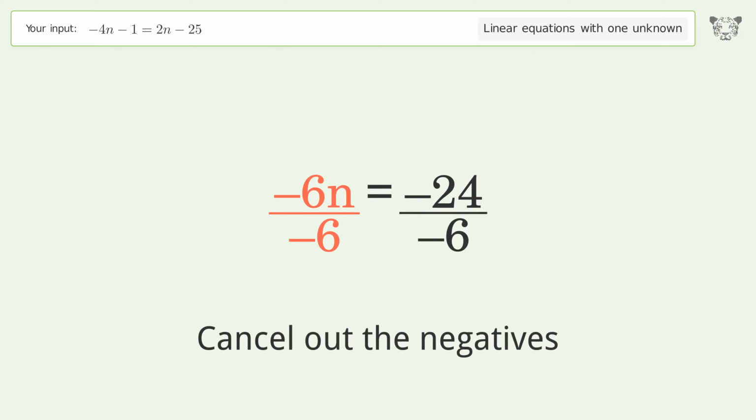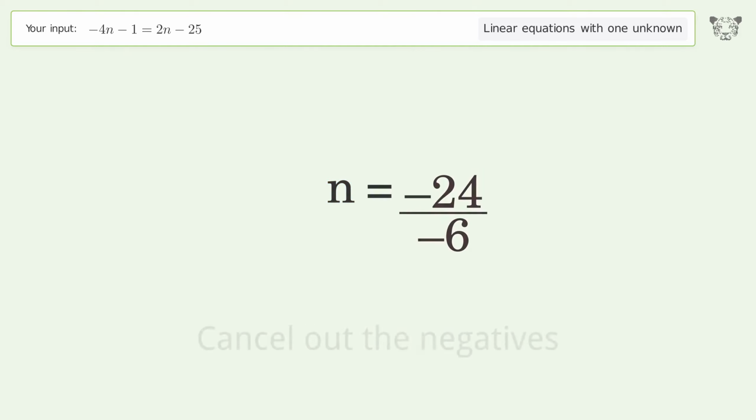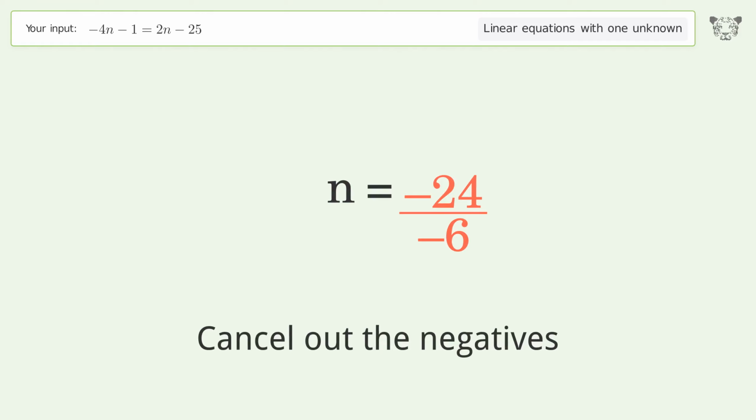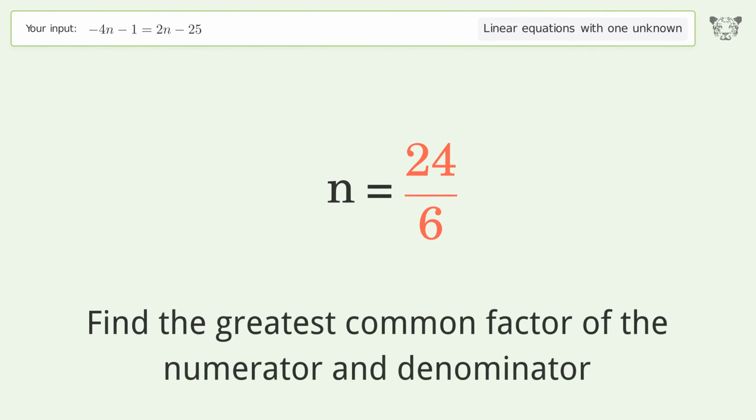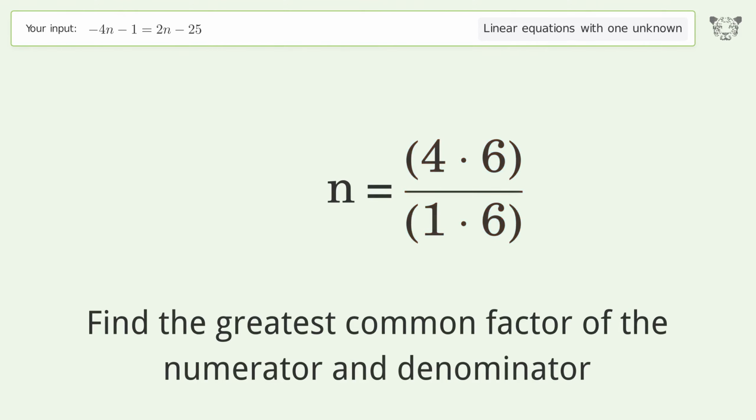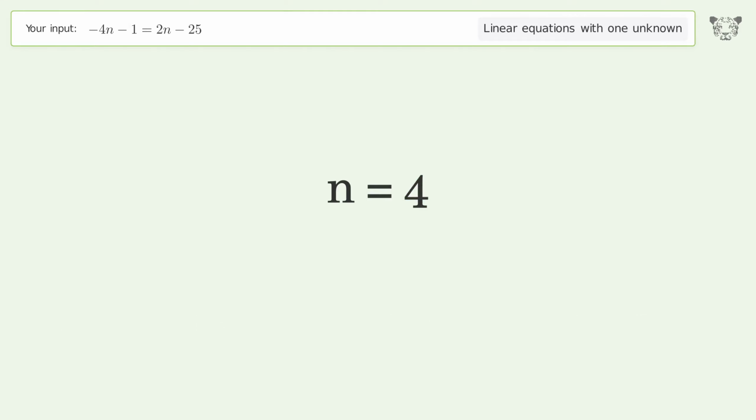Cancel out the negatives. Simplify the fraction. Cancel out the negatives. Find the greatest common factor of the numerator and denominator. Factor out and cancel the greatest common factor. And so the final result is n equals 4.